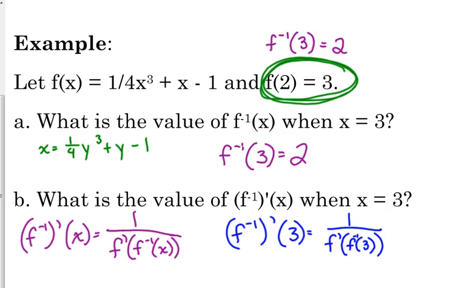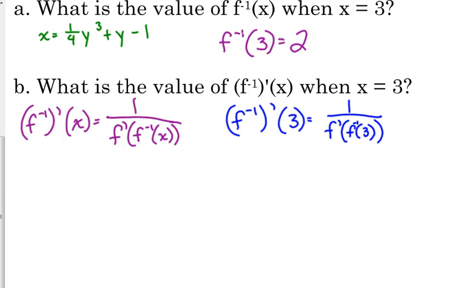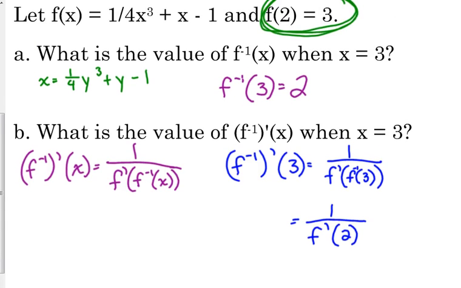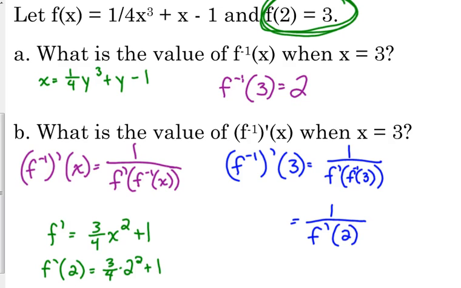So, to find the derivative of the inverse at 3, it's 1 over f prime of f inverse of 3. We just found f inverse of 3. That was 2. Now, f prime. We have to find the derivative of f. So this is 1/4. I never actually had to find the rule for the inverse. That is the value of the derivative of the inverse at 3.